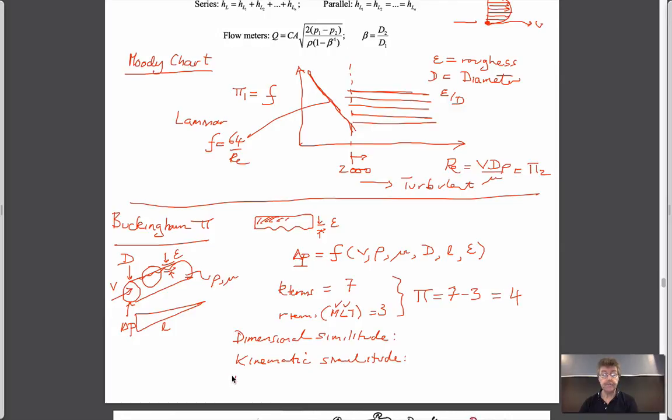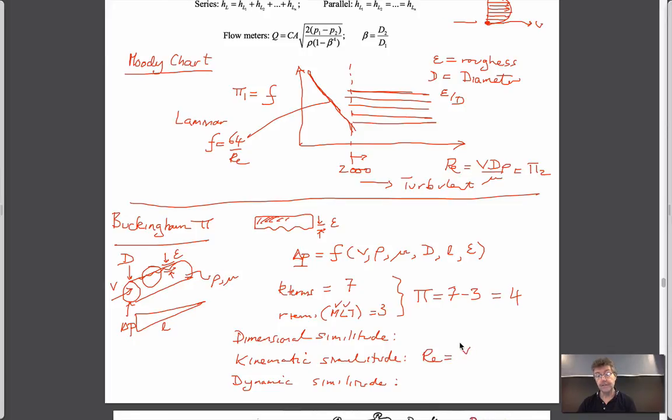And dynamic. So I'm not going to go through Buckingham pi and develop them, but you can imagine that the terms, we could just actually pick them out by inspection. So what's kinematic similitude going to be? You know that.